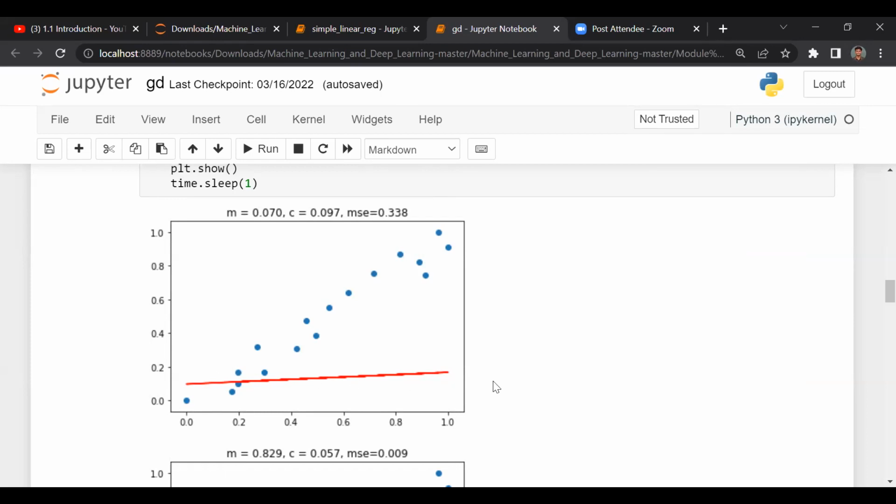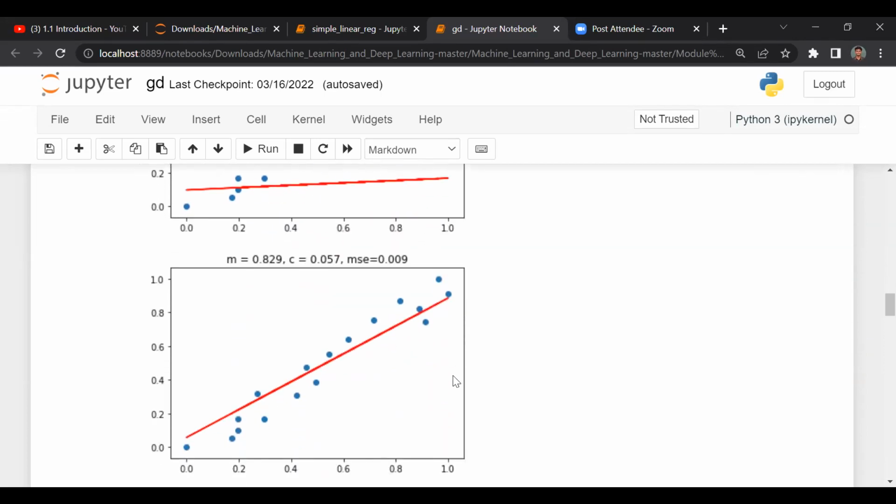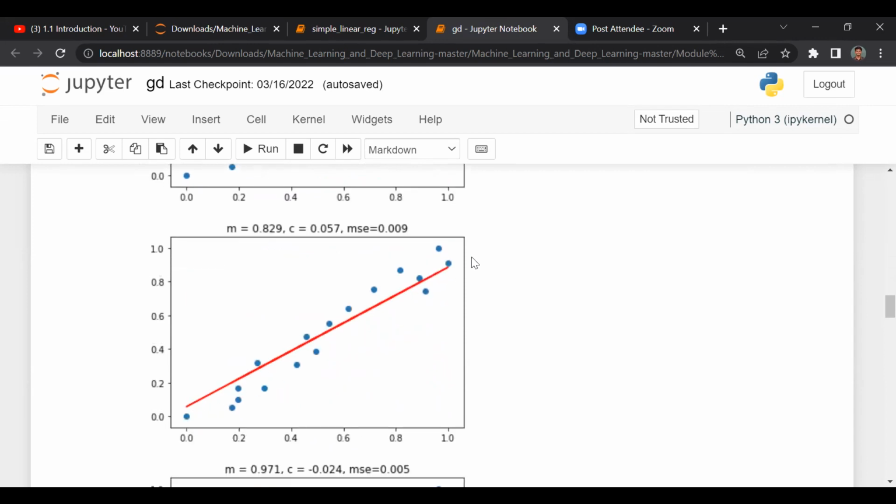It starts with a random line. This is the random line that it starts with. Now it adjusts or changes its slope and its intercept so as to reduce the error. Here, obviously, the error is very high. So this is not a good line. The error is high. So it changes its slope and intercept to reduce the error. In the next step, it has reduced the error a bit.